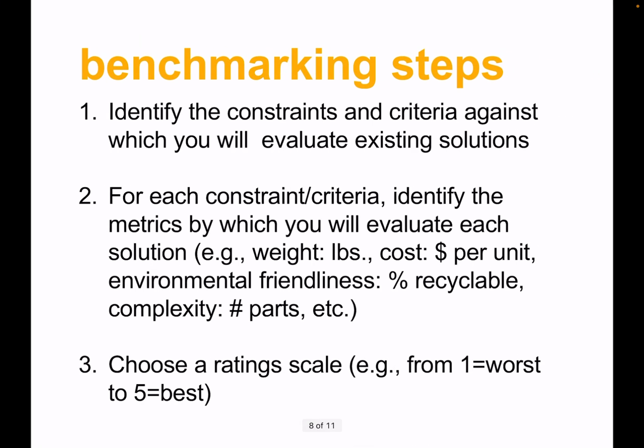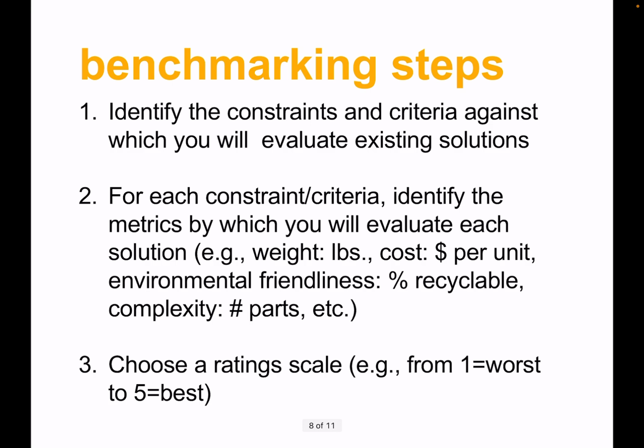So for the steps for benchmarking, you first want to identify the constraints and criteria against which you will evaluate existing solutions. For each constraint or criteria, you want to identify the metrics by which you'll evaluate each solution. So it might be weight, and you're going to be looking at pounds, cost, the amount of money per unit, or number of dollars per unit. Environmental friendliness could be percent recyclable, although there could be a lot of other things that you measure for that. Complexity, number of parts, that sort of thing.